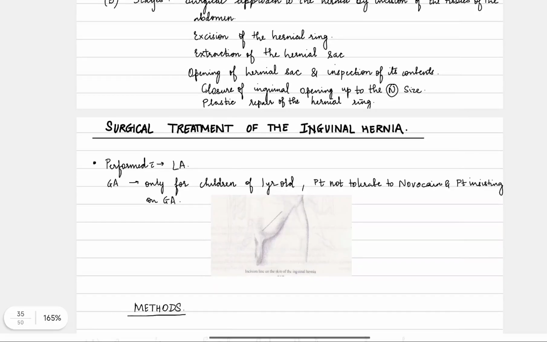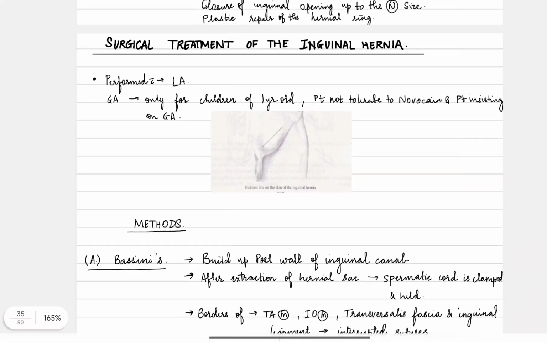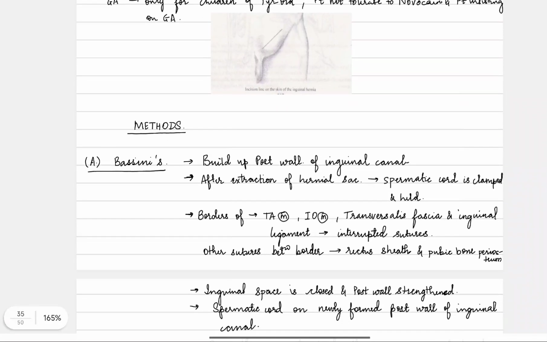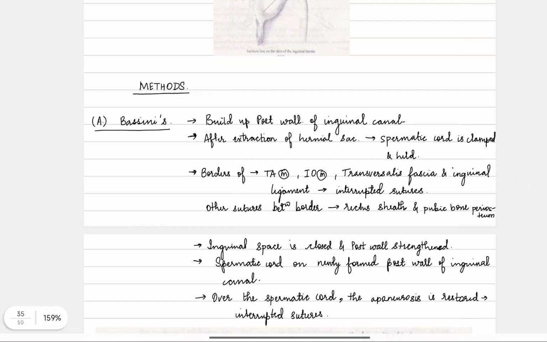Next is surgical treatment of inguinal hernia. It is performed under local anesthesia. General anesthesia is given only for children of 1 year old, or patients not tolerating Novocaine, and patients insisting on general anesthesia. What are the methods? For the inguinal hernia, the first is Bassini's method. What he did, built up a posterior wall of the inguinal canal.